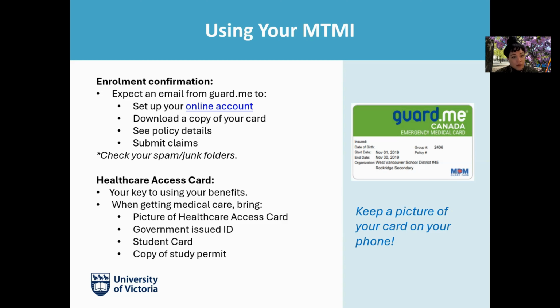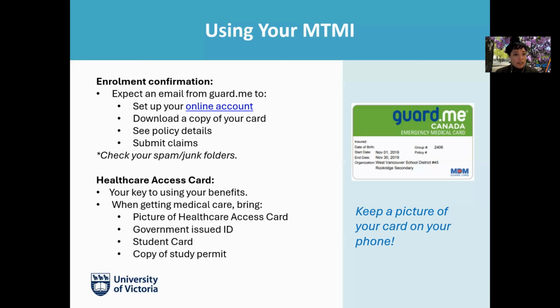If you have not received this email, my first recommendation would be to check your spam and junk mail folders, and if still you can't find it, to contact us at icsinfo@uvic.ca so that we can do some investigating on why you haven't been enrolled. Included in that email is going to be some very important information on how to set up your online account. So this is all through the GuardMe website, which is guard.me/UVic.